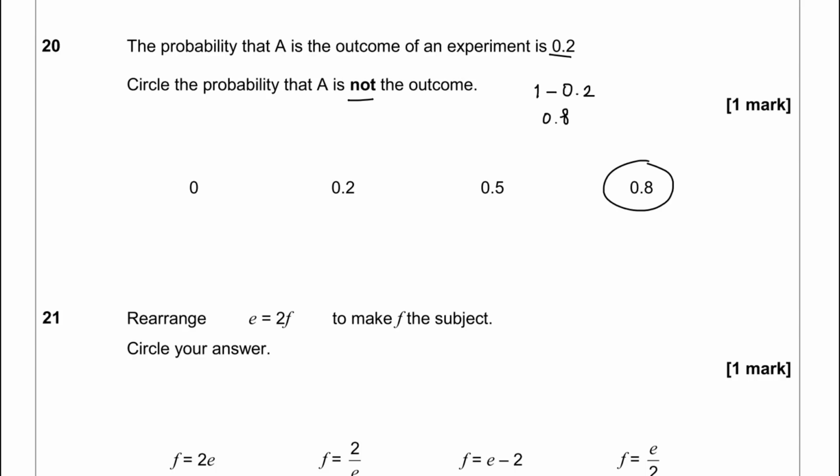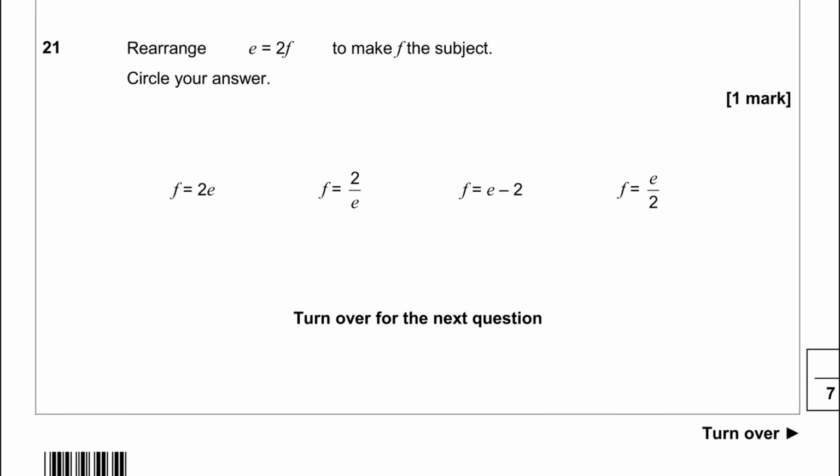Let's go straight to question 21. Rearrange E equal to 2F to make F the subject. So we want to leave F alone. If E is equal to 2F, then F will be E divided by 2. It's just moving 2 to the left hand side. It should go down here. So we have the answer. F is equal to E divided by 2.